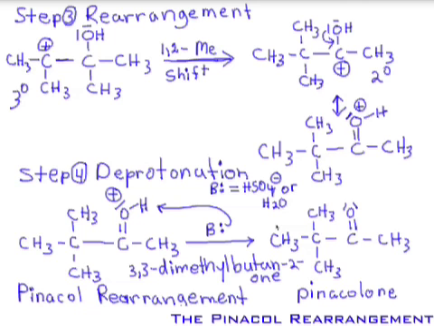Of course, remember that rearrangement always occurs faster than alkene or ketone formation because it's an intramolecular reaction. All right? Okay. What we want to talk about next is the acidity of alcohols.